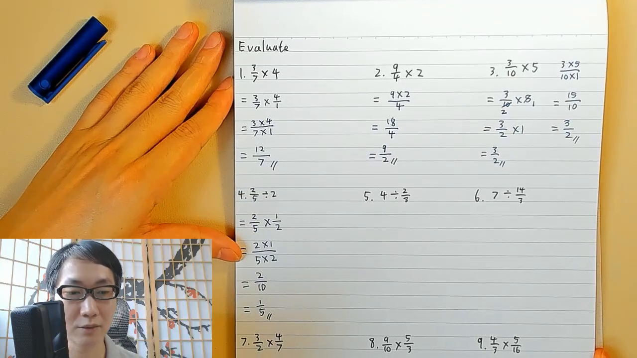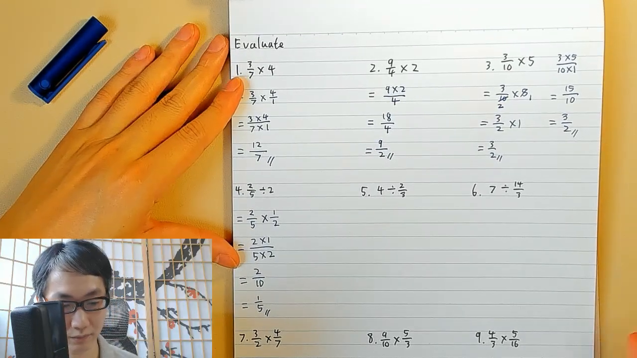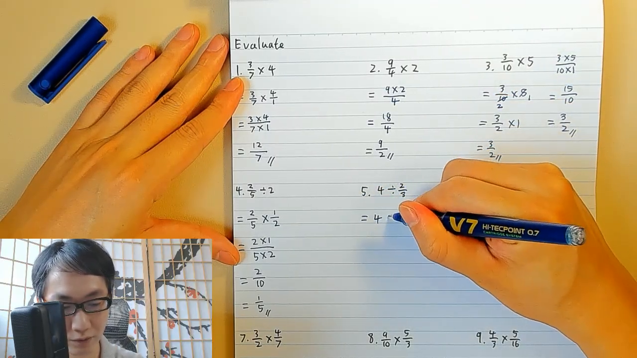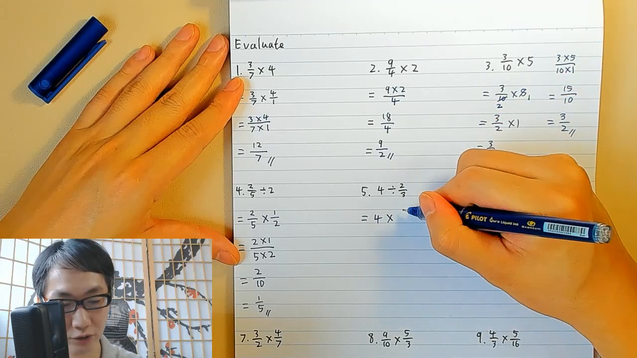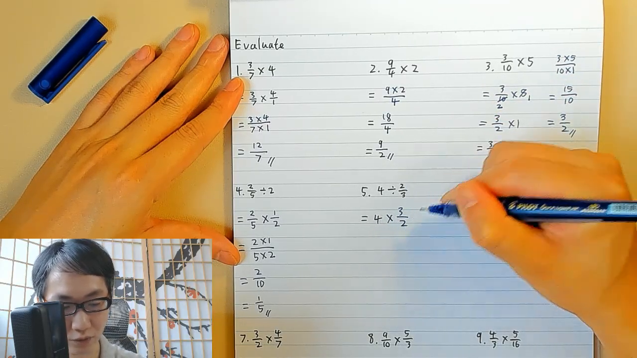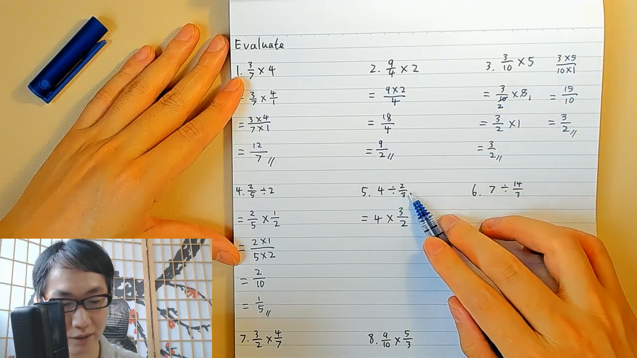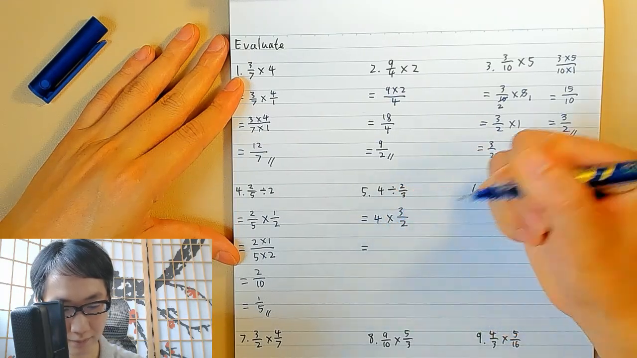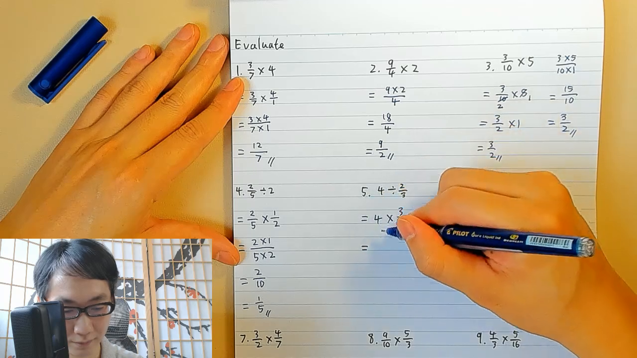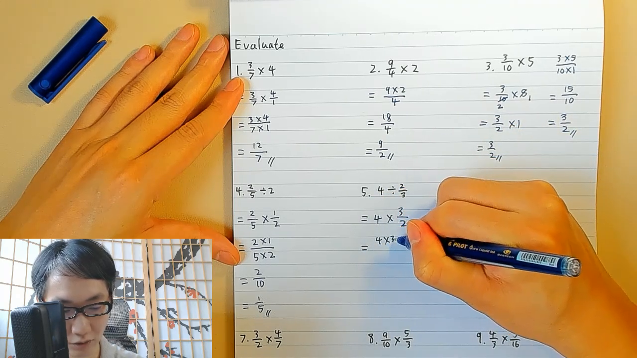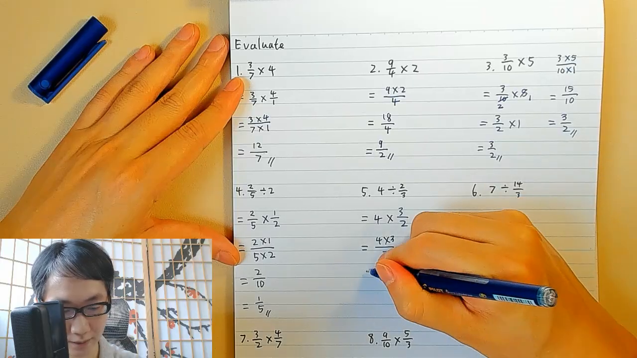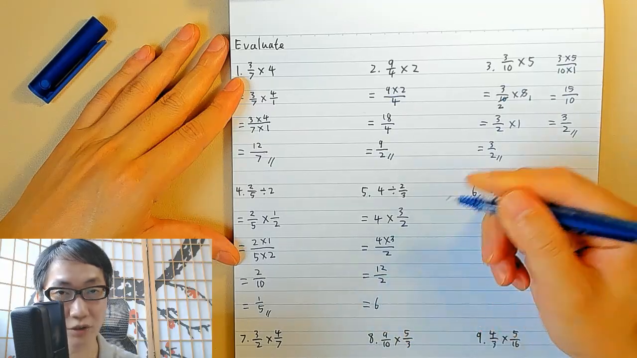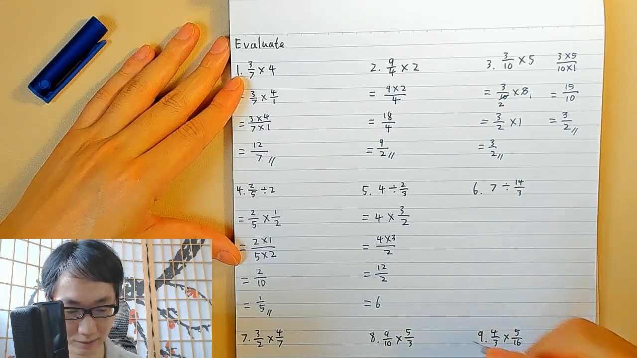And number 5. So 4 is divided by 2 over 3. So it is equal to multiplying by the inverse of the fraction, which will be 3 over 2. Now the numerator and the denominator are reversed. This will be 4 times 3 divided by 2. Then we have 12 divided by 2. So 12 divided by 2 is 6.